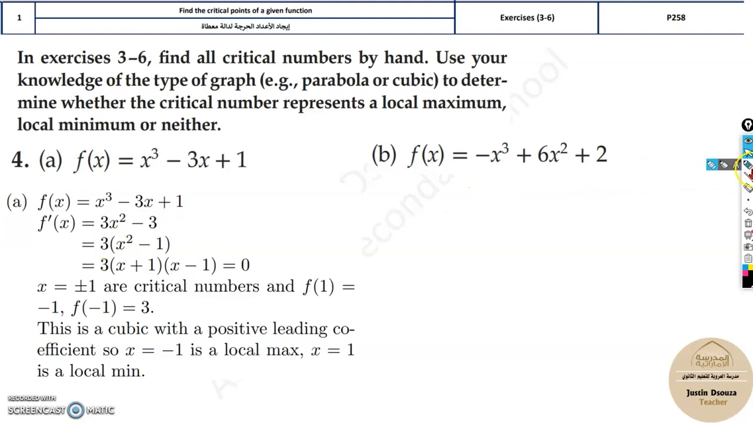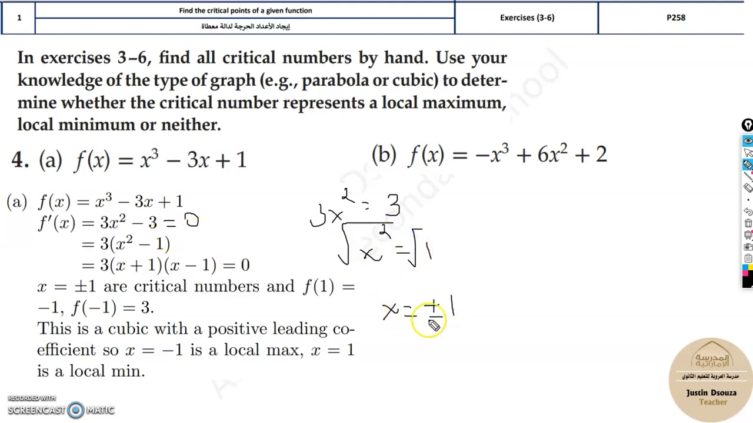You can solve this directly. Looking over here, derive it: 3x squared minus 3, and then equate it to 0. Directly you can equate it to 0. It'll be 3x squared equals 3, x squared equals 1. X is equal to plus or minus 1 because you have to take the square root on both sides. Now over here you will have two.